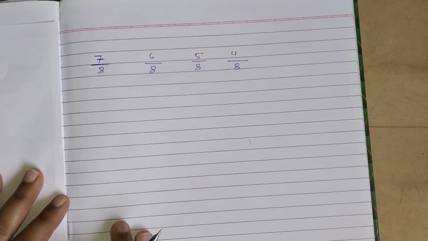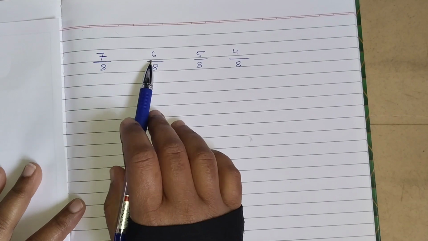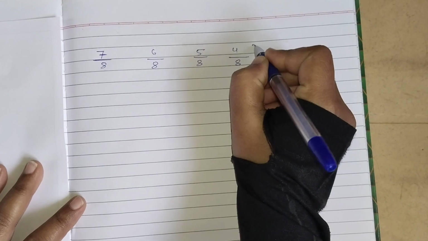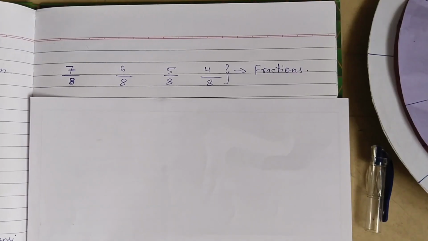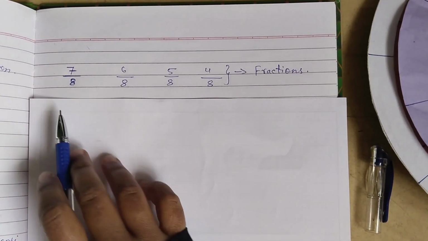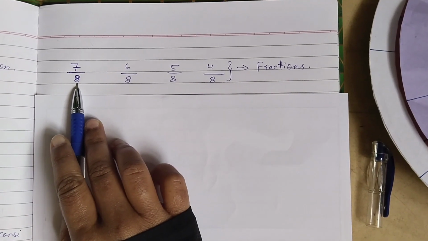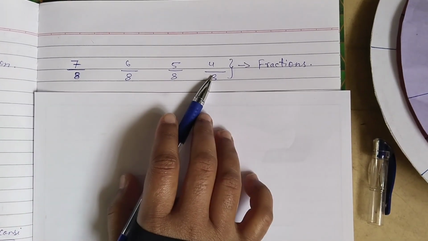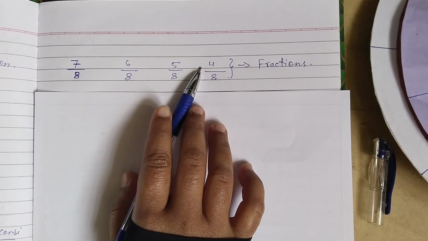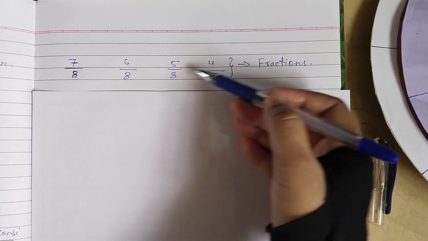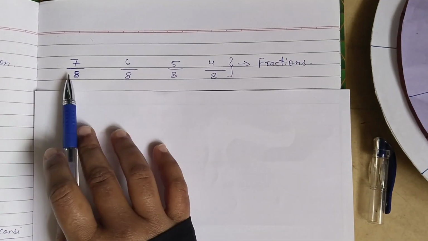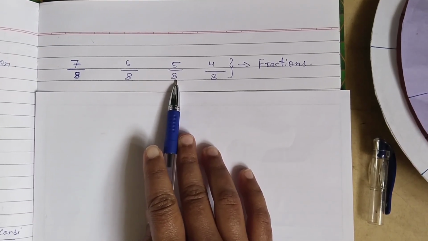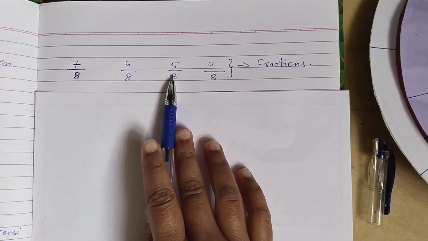Here you can see the numbers 7 by 8, 6 by 8, 5 by 8, 4 by 8. These numbers are nothing but fractions. Now you can see that in every fraction the number written at the bottom of the line is greater than the number written at the top, isn't it? 8 is greater than 4 and 8 is greater than 5. So in all the fractions the bottom number is greater than the top number.